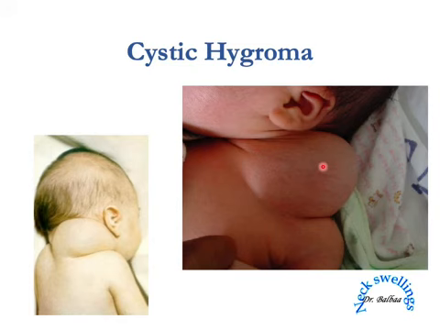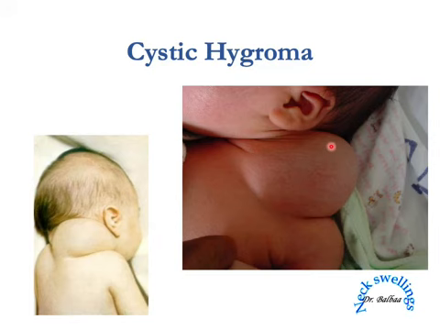The swelling will be in the root of the neck, in the occipital triangle. The swelling will be globular in shape. It will be soft in consistency, cystic in consistency. Some of the lobulations will also be found inside. It will have the surface that shows this lobulation.